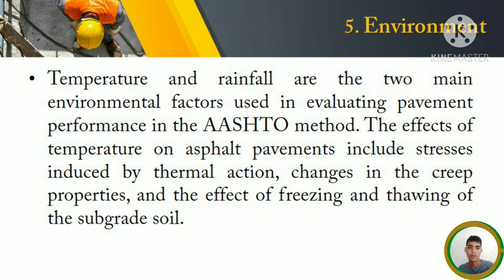The fifth procedure is the environment. Temperature and rainfall are the two main environmental factors used in evaluating pavement performance in the AASHTO method. The effects of temperature on asphalt pavement include stresses induced by thermal action, changes in the creep properties, and the effect of freezing and thawing of the subgrade soil.